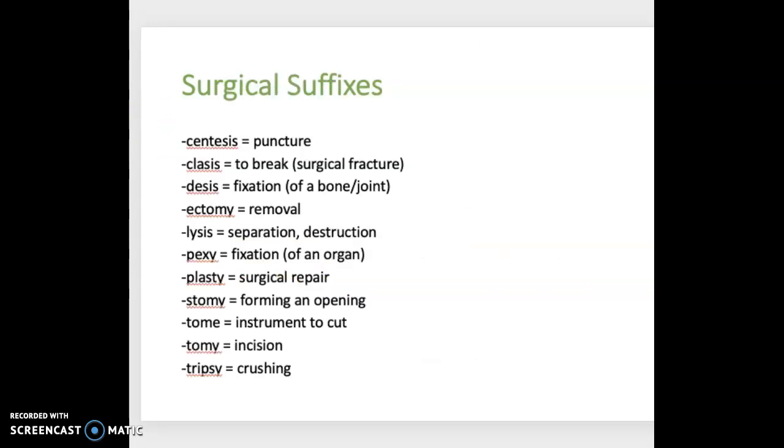So I'll give you a list of common suffixes of these different types, surgical, diagnostic, etc. These are also found in your textbook, and these are very commonly seen. So you'll see ectomy a lot. Ectomy means the removal or excision of something. So if you've ever heard of someone having an appendectomy, that's the surgical removal of the appendix.